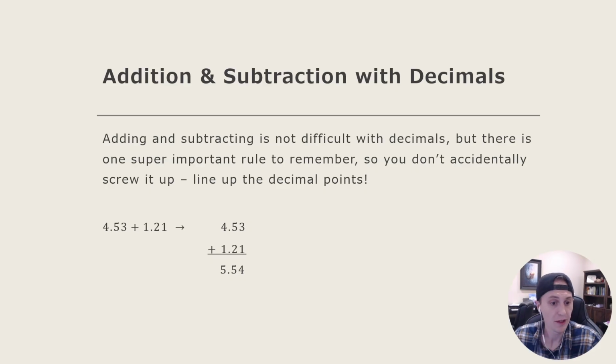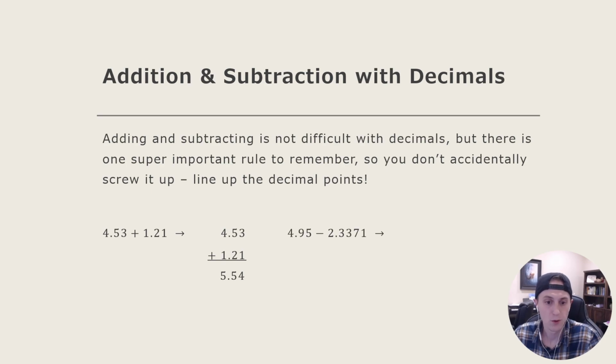So here's an example of what I mean. 4.53 plus 1.21, we can write like this. You see how the decimal points are lined up? This makes sure you are adding or subtracting the right numbers together. Most of you can probably do this in your head, 4.53 plus 1.21, but if you need to write it down, that's how you write it down.